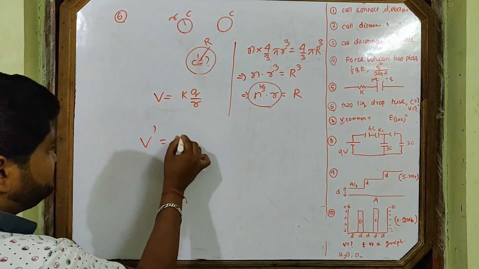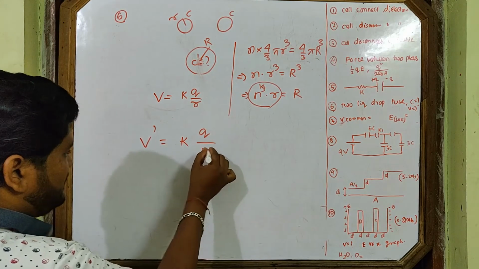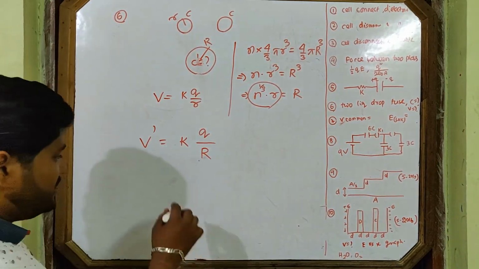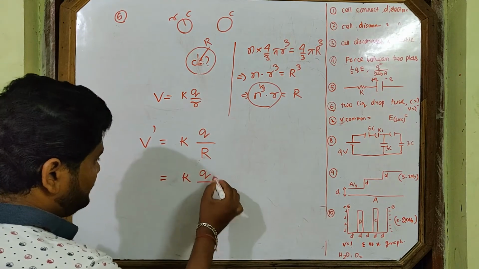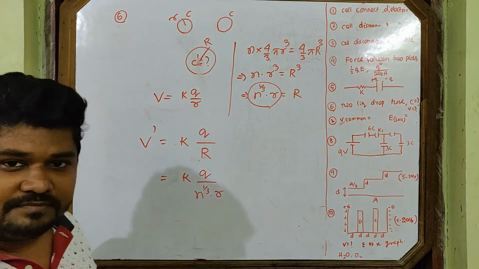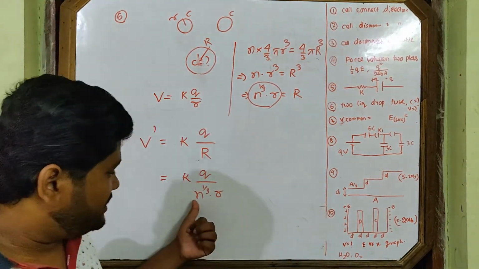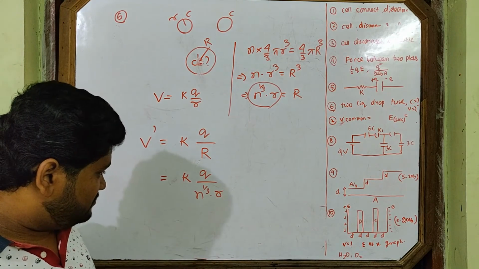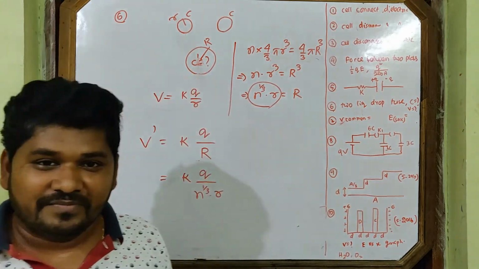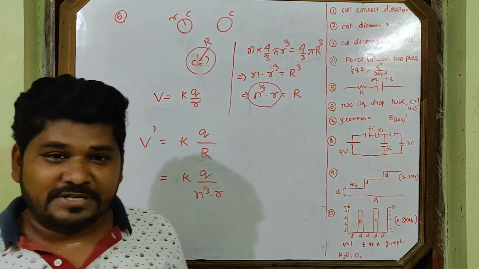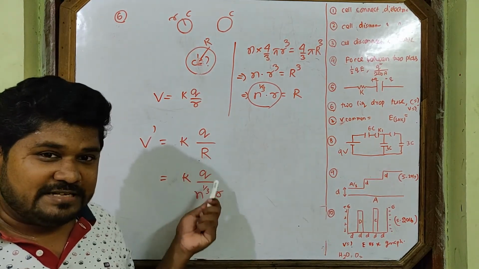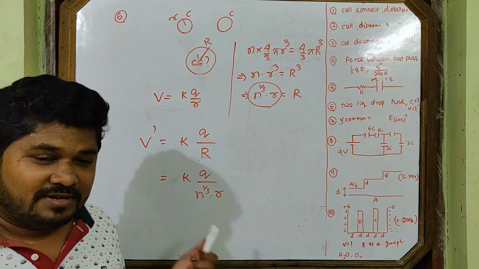What is the new potential? K Q by capital R. New potential is K Q by capital R. Okay, now we'll place capital R here: capital R is n to the power 1 by 3 into small r. Understand? I think we have made one mistake. What mistake have we made? I am showing you this type of mistake that students generally make. Can you mark what mistake I have already made?